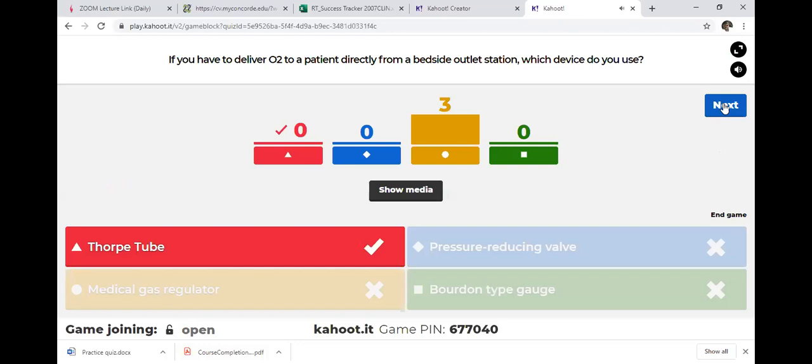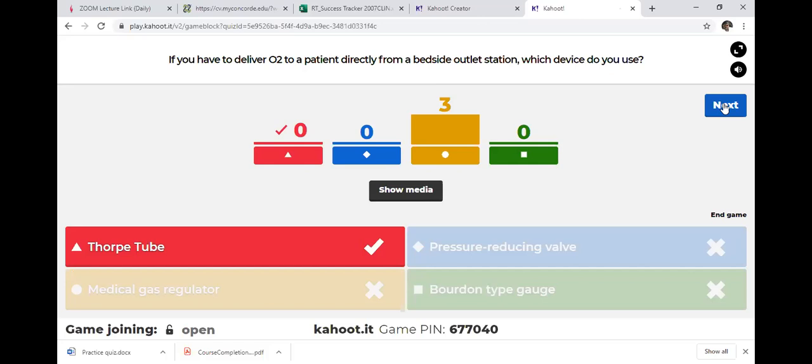All right. Answer is Thorpe tube. That Thorpe tube flow meter. That's the one that plugs up into the wall and you control the flow. That's what you would use. Most of you guys used the circle, which was medical gas regulator. Now, that one is on the bedside wall. If it was on the tank, we would use it from the cylinder. But on the wall, it's the Thorpe tube.